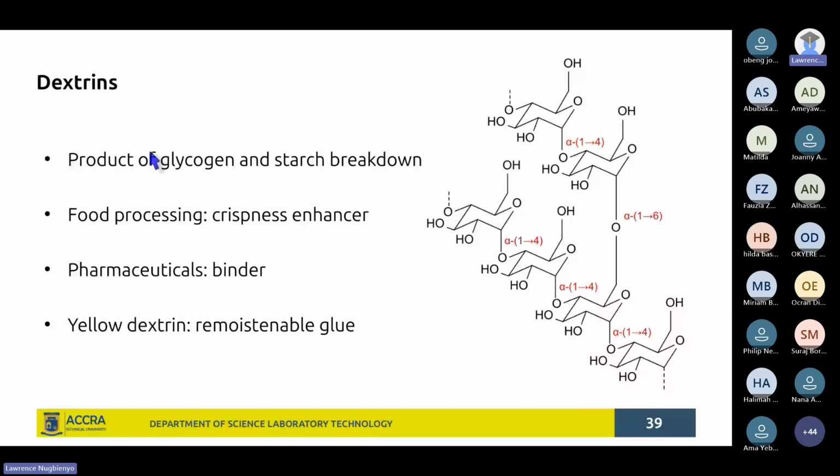These are used in food processing to enhance the crispness of things like biscuits, the cookies. You see the use of dextrins in these products. They are also used in pharmaceutical products as binders, like tablets. They use dextrins in there as binders. So they bind all the components of a tablet together, for instance.